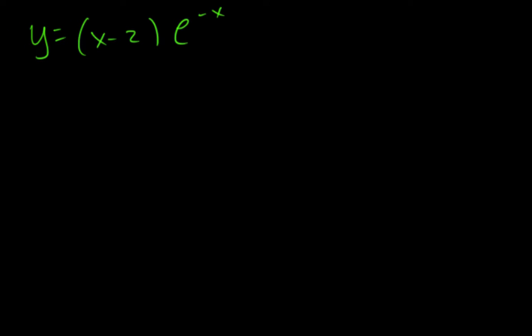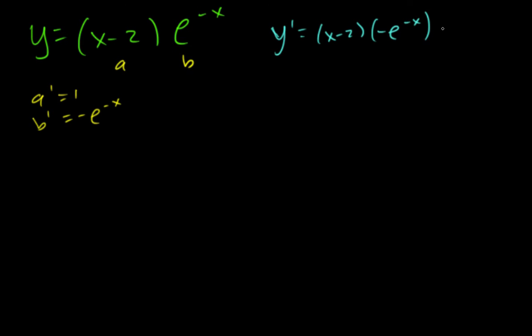Now we need to find the derivative of this to start off with. It's going to be a product rule derivative. The derivative of A is going to be 1, and the derivative of B is going to be negative e to the negative x. So, product rule, this is going to be y prime. Write the first one, and then write the derivative of the second one. Add that to the second one times the derivative of the first one.